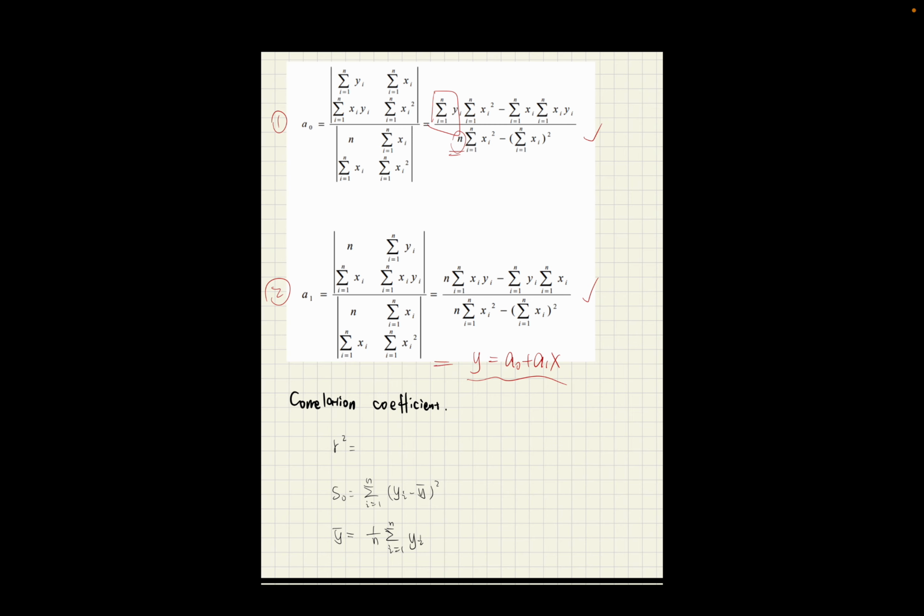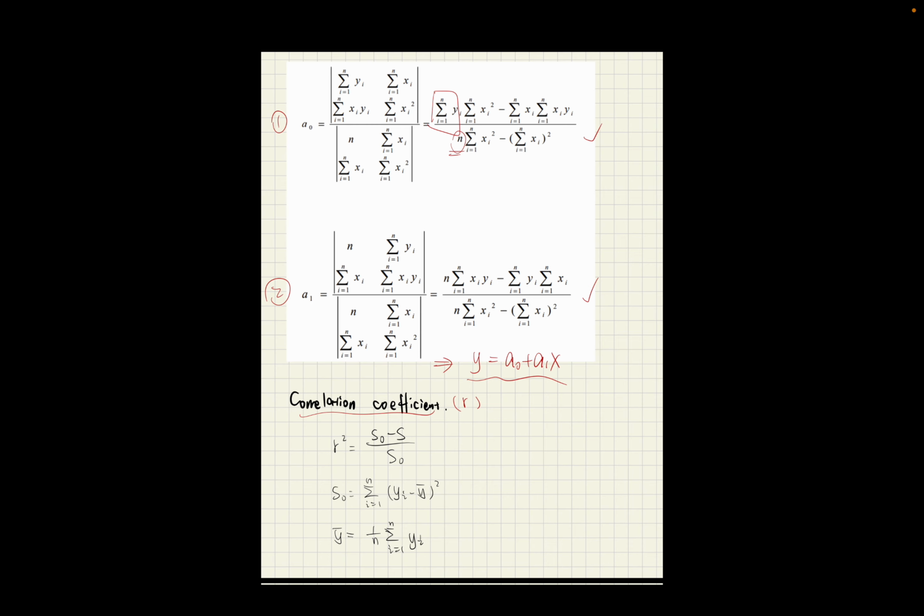Then you have the linear regression of all the points you have. So how do we know the performance or the quality of your regression? We have a term called correlation coefficient, R. And how do you calculate R? R squared is equal to S0 minus S divided by S0.